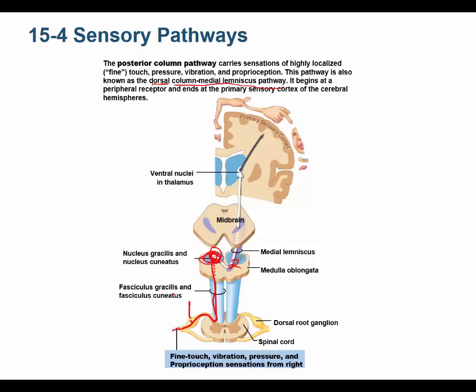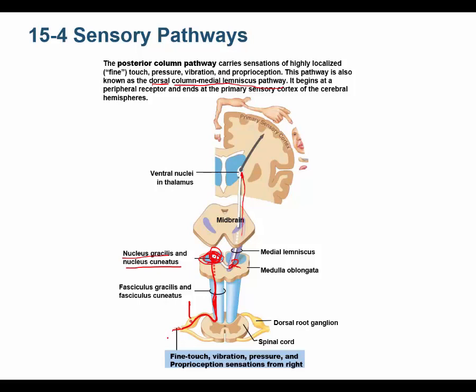nucleus cuneatus. So these tracts, these fasciculi inside the dorsal column medial lemniscus, are called the fasciculus gracilis and fasciculus cuneatus, because they're going to the nucleus gracilis and nucleus cuneatus. Then when the second order neuron decussates, it travels in the medial lemniscus pathway right up to the thalamus.